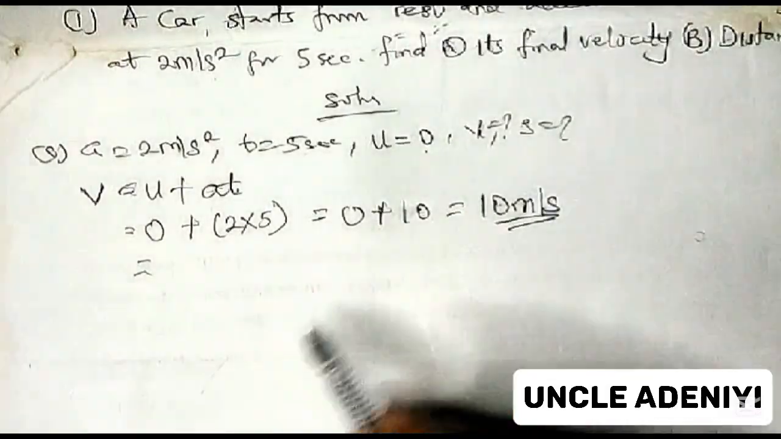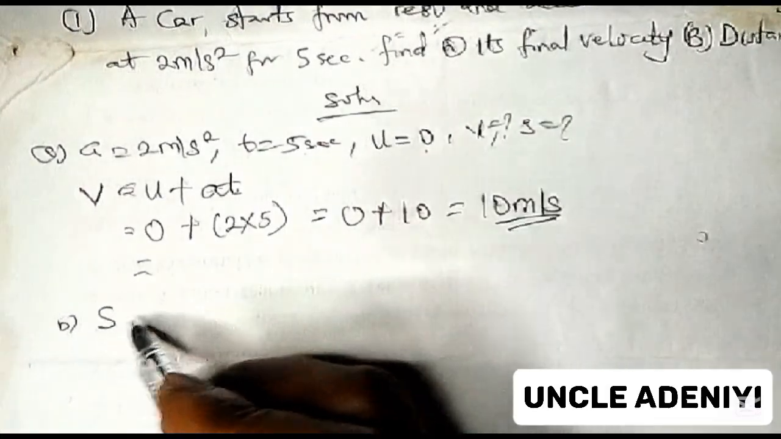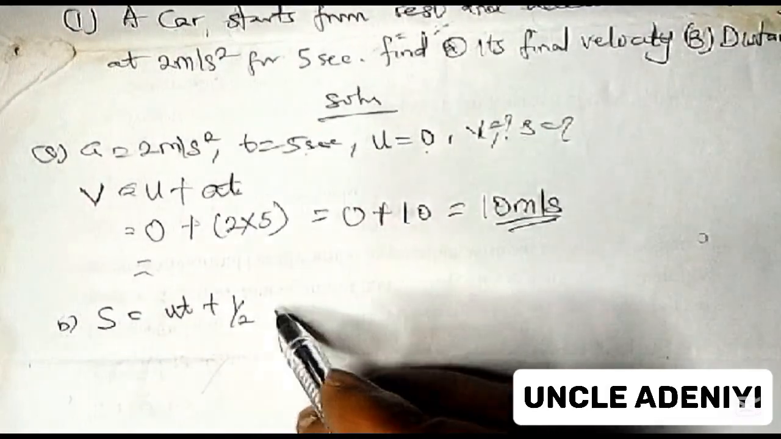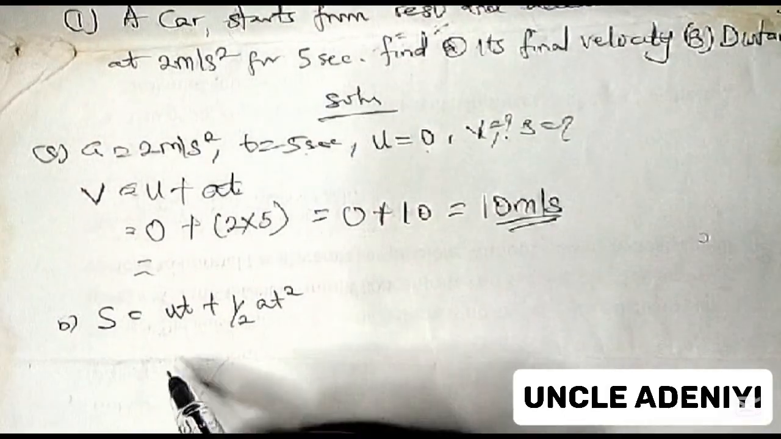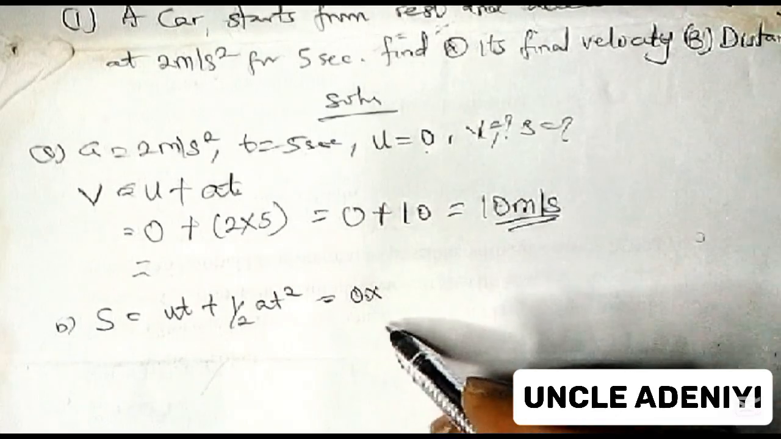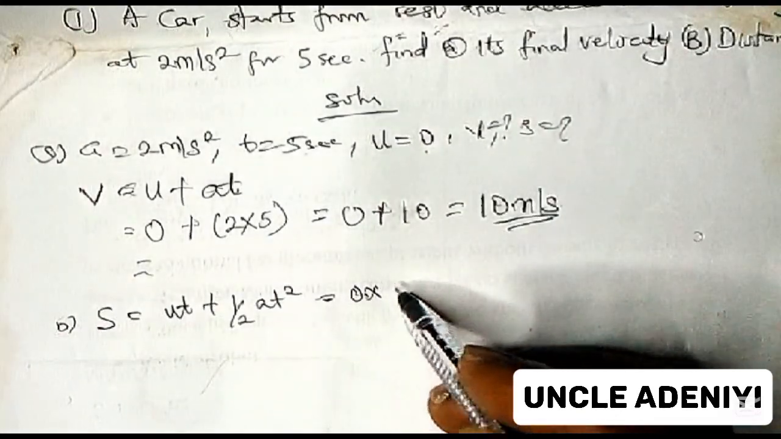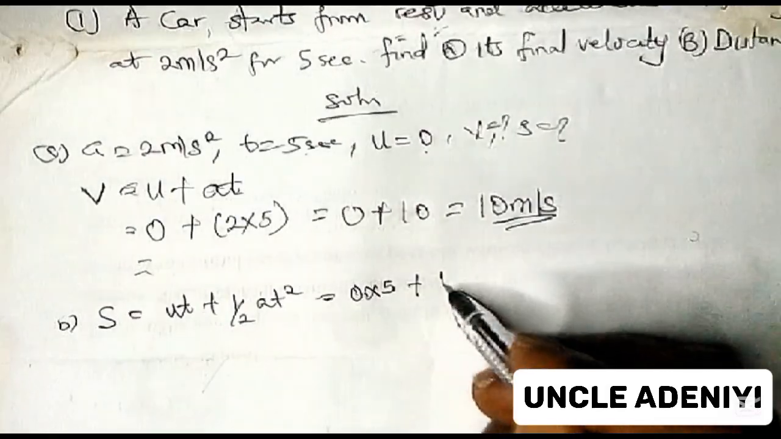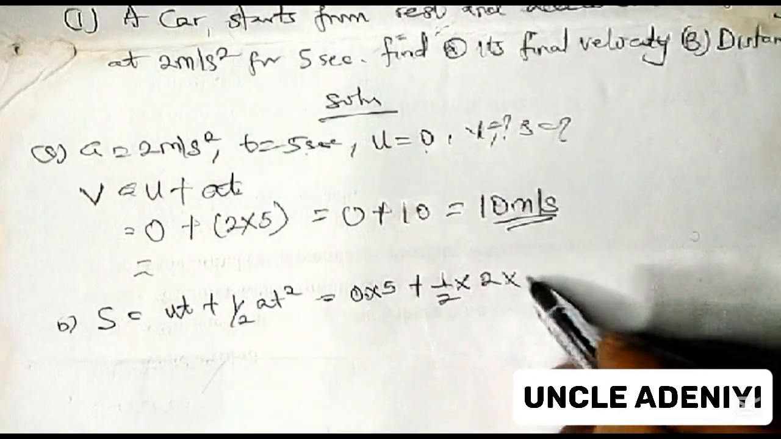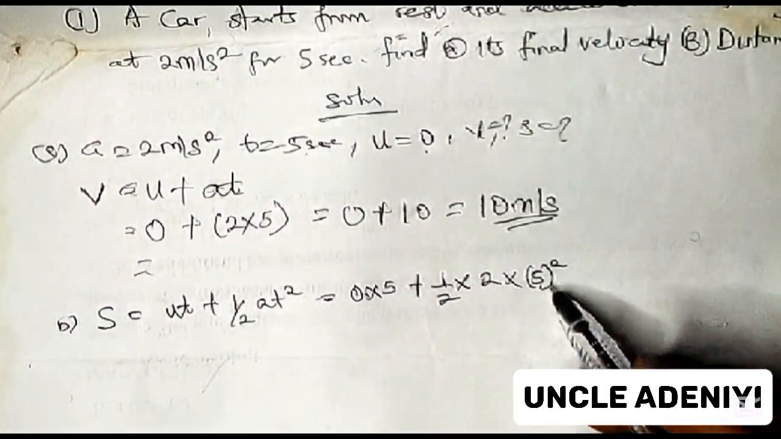Now for the second question, which is distance. S equals, what is our formula? UT plus half AT squared. What is our U? 0 times T, which is 5, plus half times A, which is 2, times T squared. Don't forget, it is T squared, so 5 squared.